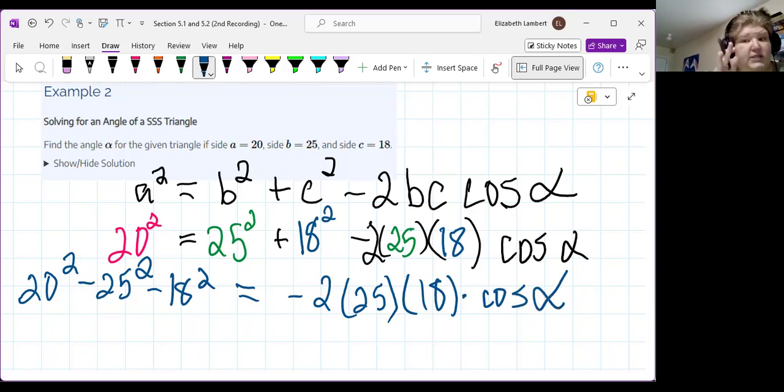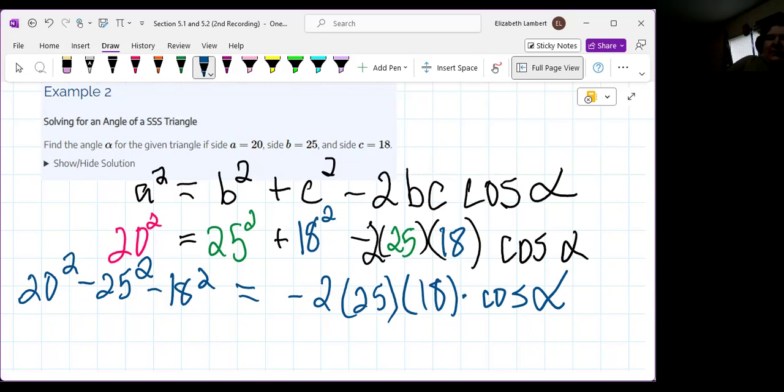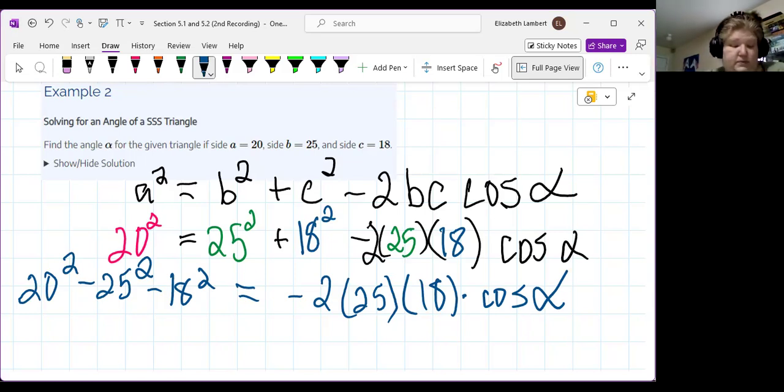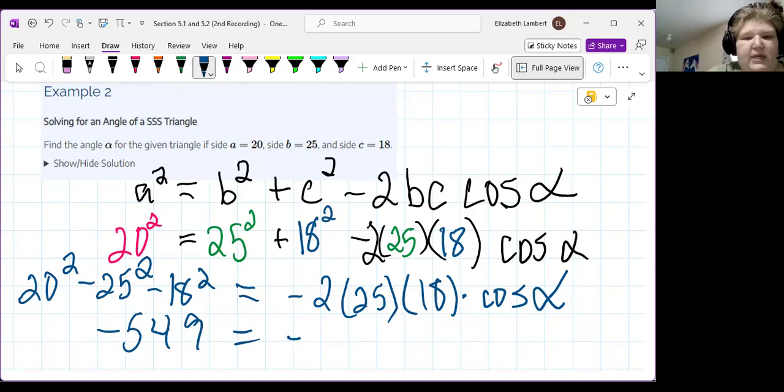All right, so the two things that are squared are being added. I can subtract them to the other side. Everything that's in my cosine unit is stuck with multiplication. I cannot add those or subtract those over. So let's see what we get on the left side. 20 squared minus 25 squared minus 18 squared. This is negative 549. And then over here, 2 times 25 times 18, this will be negative 900 cosine alpha.